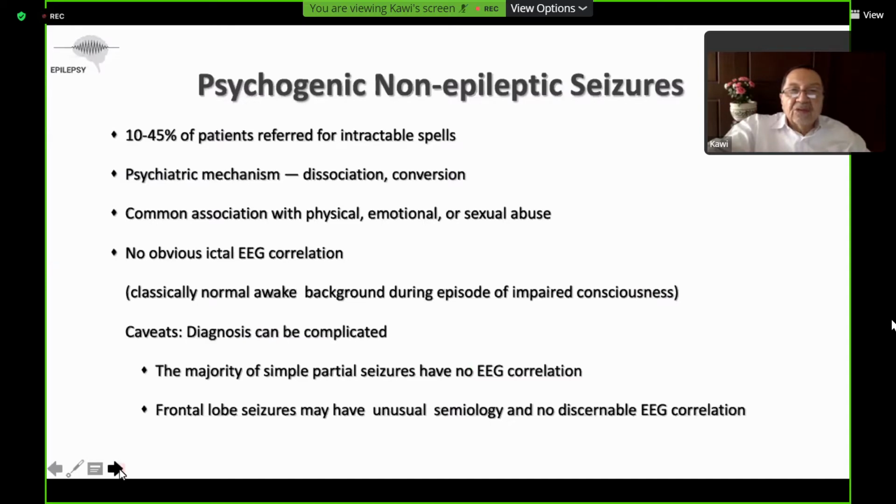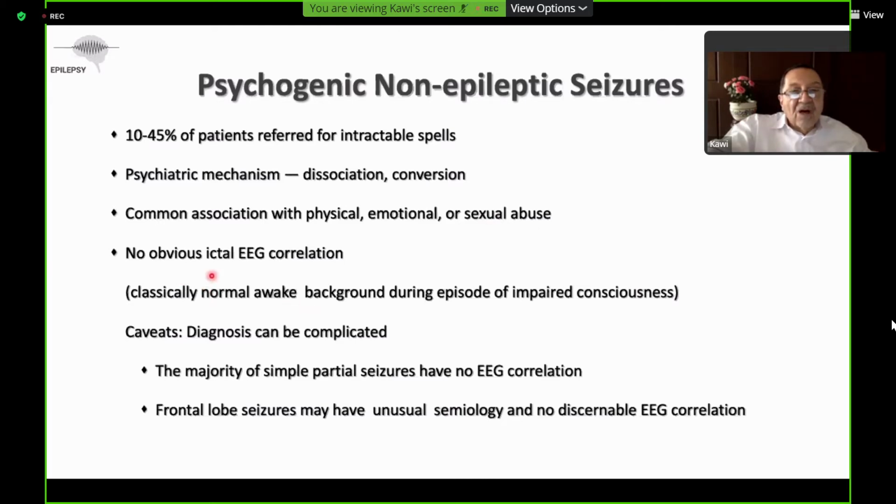Now we go to the psychogenic non-epileptic seizures. About 10 to 45% of those who are referred because their doctor could not control their spells, 10 to 50% of them have psychogenic non-epileptic seizures, and that's the cause of their persistence, because we are treating with anti-epileptic medications and the problem is psychogenic. The psychiatric mechanism may be a conversion reaction, maybe a dissociation mechanism. There is a common association with physical, emotional, or sexual abuse.